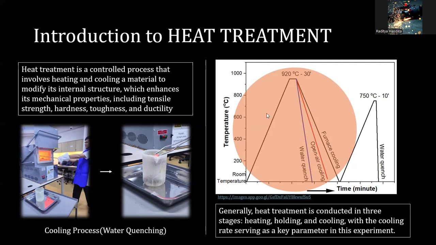As you can see in this graph, this is the heat treatment processing route with three different cooling methods as our key parameter in this experiment. The first cooling method is water quenching. The second is open air cooling, and the third is furnace cooling. In this figure, the cooling process is water quenching. The heated specimen is quenched into water, so it cools rapidly.